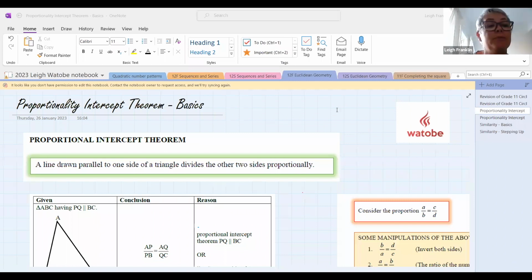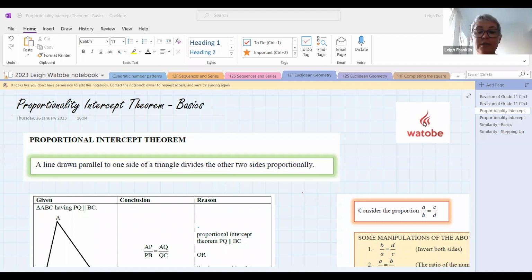We need to be able to do our grade 11 circle geometry, especially if we want to... you know, we can sort of get away with the grade 11 work and get about 40% of our paper. But if we want to do more than that, then we need to be able to access the Matric work as well.